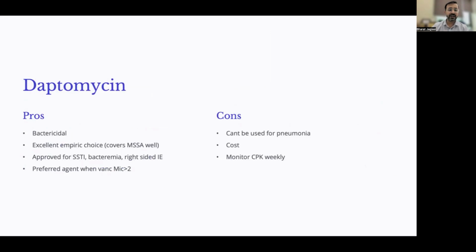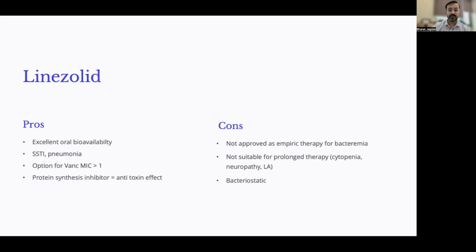Daptomycin, though it's a good drug, is bactericidal and an excellent empiric choice. It's approved for skin and soft tissue infections, bacteremia, right-sided infective endocarditis, and is the preferred agent when the vancomycin MIC is more than 2, but it can't be used for pneumonia. It's comparatively costly as compared to vancomycin, and we need to monitor the CPK value weekly with daptomycin.